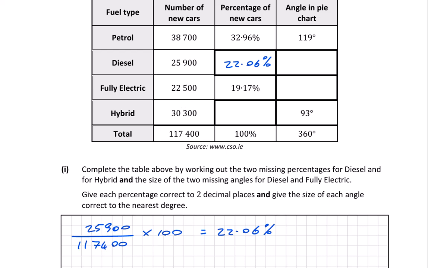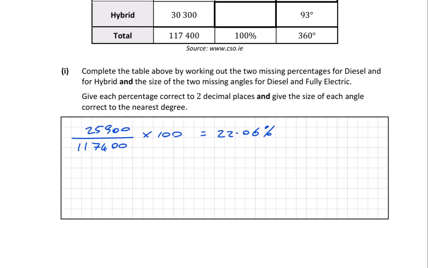So we'll do the same with this one here. So it's 3300. So let's do that, 3300 over 117400 multiplied by 100. If you do that, you get 25.81%. So that goes in here.